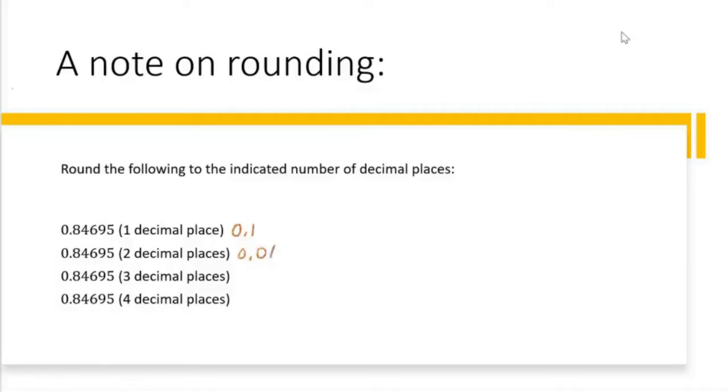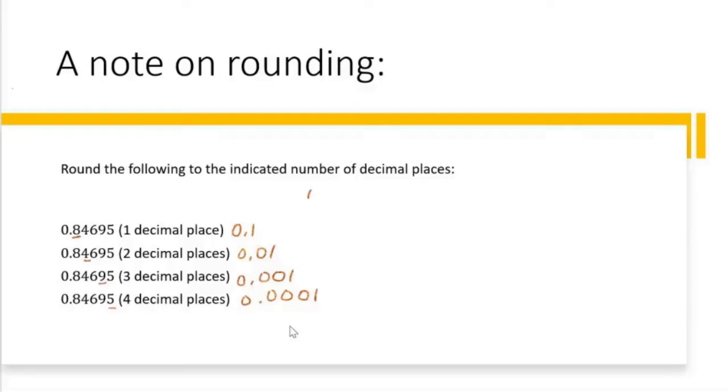3 decimal places is rounding to the nearest thousandth, or 0.001. That's 1 divided by 1,000. And finally, to 4 decimal places, or the nearest 10,000th, 0.0001. That means we're going to round to the nearest tenth, hundredth, thousandth, or 10,000th.